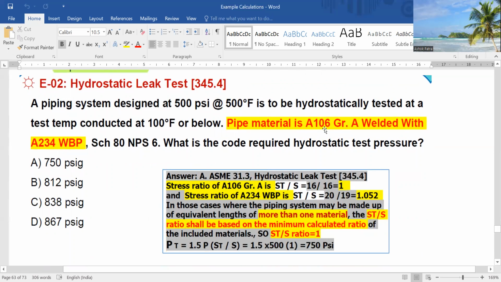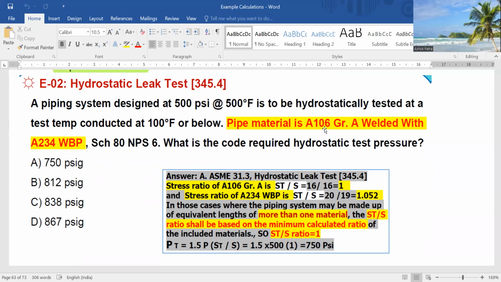Hydrostatic leak test. A piping system designed at 500 psi and 500 degrees Fahrenheit is to be hydrostatically tested at a test temperature of 100 degrees Fahrenheit. Pipe material A106 grade A welded with A234 WPB. So, schedule 80, NPS 6. What is the code required hydrostatic test pressure?